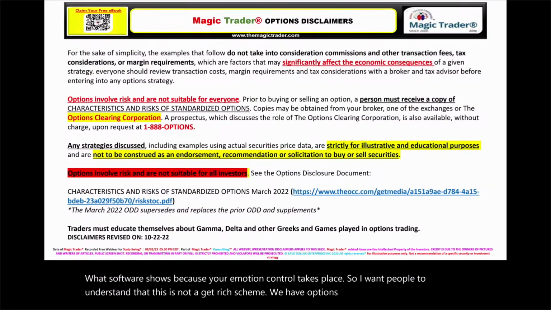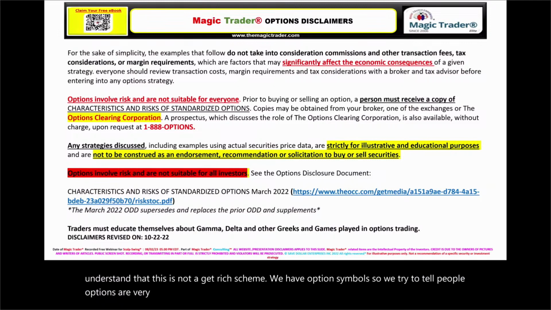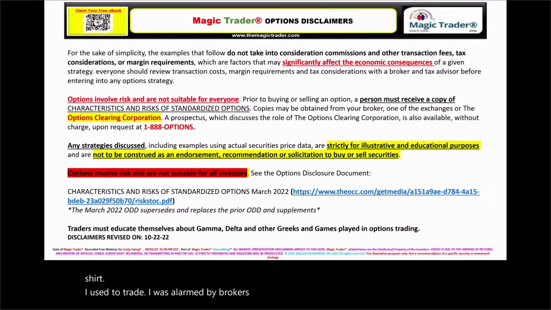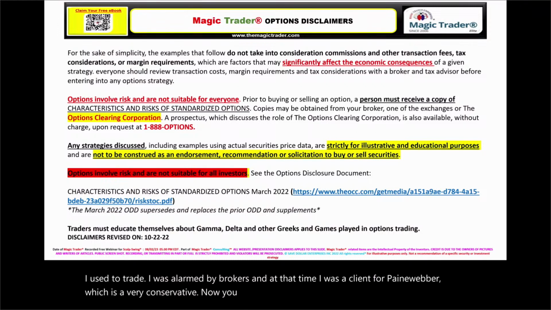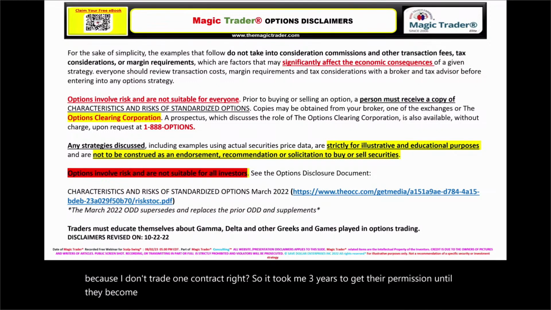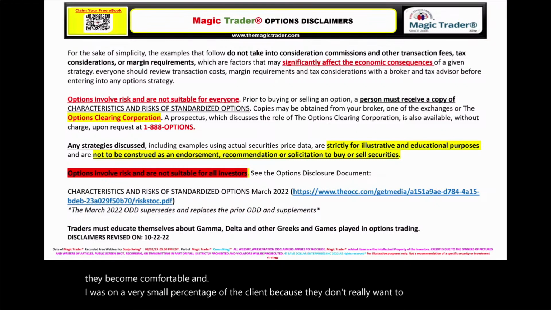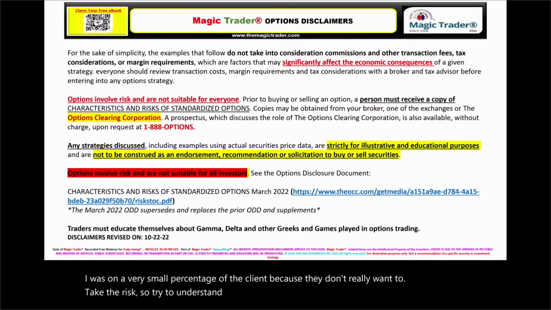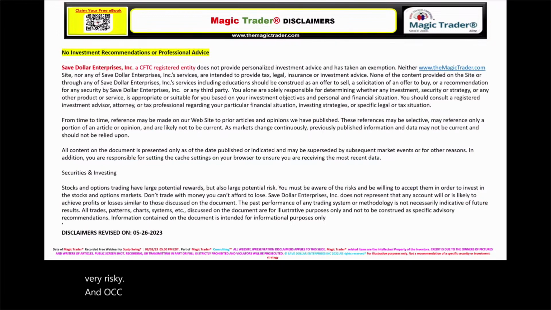We have option symbols, so we try to tell people options are very risky. Some of the strategies, naked calls, naked puts, you could lose your shirt. I used to trade, and I was allowed by brokers. At that time I was a client of Paine Weber, which is very conservative. Now it's UBS, and they don't. It took me 3 years to get the permission because I don't trade one contract. It took 3 years until they became comfortable, and I was in a very small percentage of clients because they don't really want to take the risk. So try to understand that if you're thinking options are not risky, they are very risky. And the OCC gives you free education. Google them and do whatever you need to learn it.